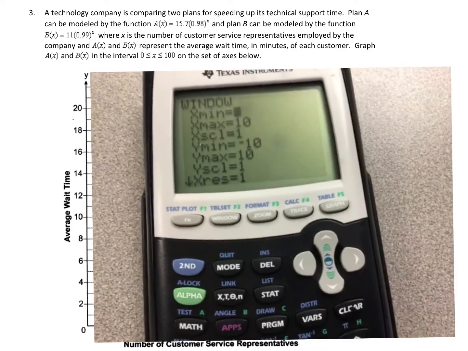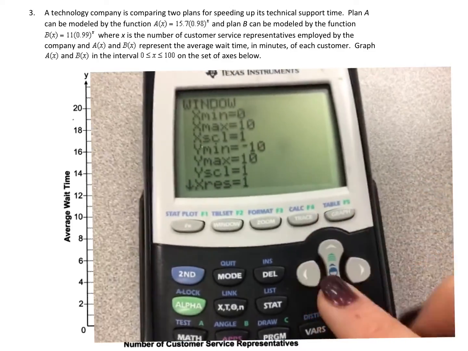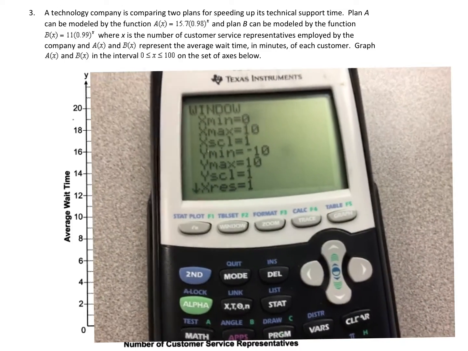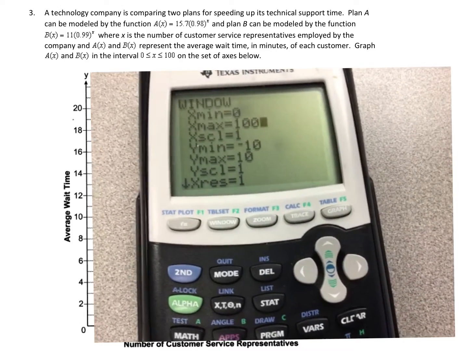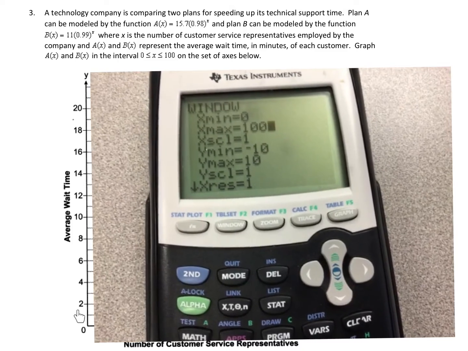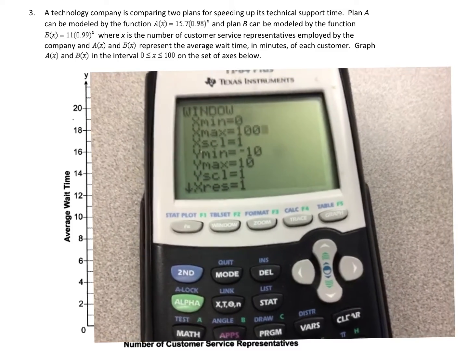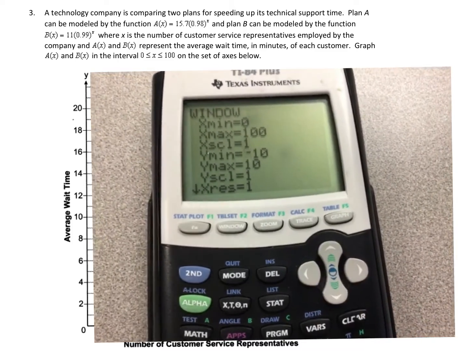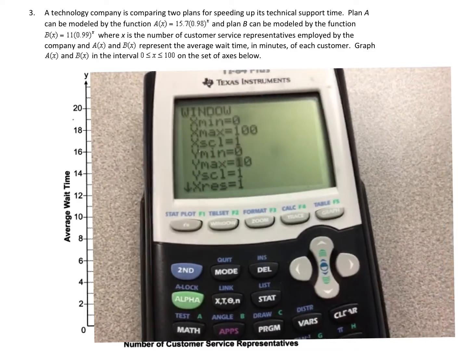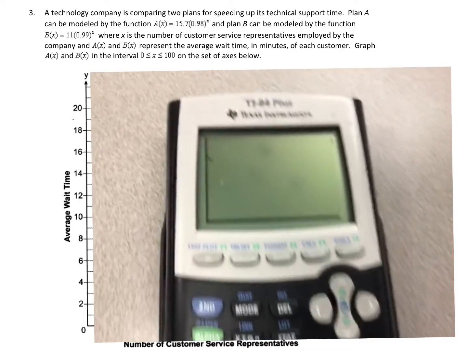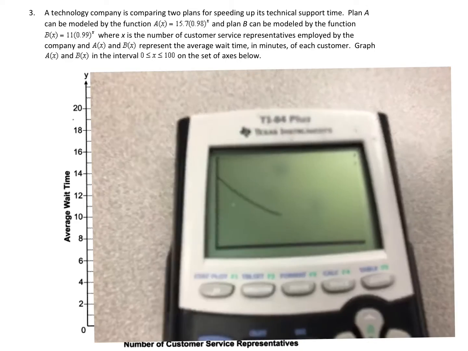So let's hit window. Okay, x minimum, I'm going to make 0. Oops, sorry, my iPad blocks this every time I type it in. And my x maximum is going to be 100. And then I can see here my y minimum is 0 and my y maximum is 20. So my y minimum would be 0 and my y maximum would be 20. So now if I hit graph, I can see the graph.